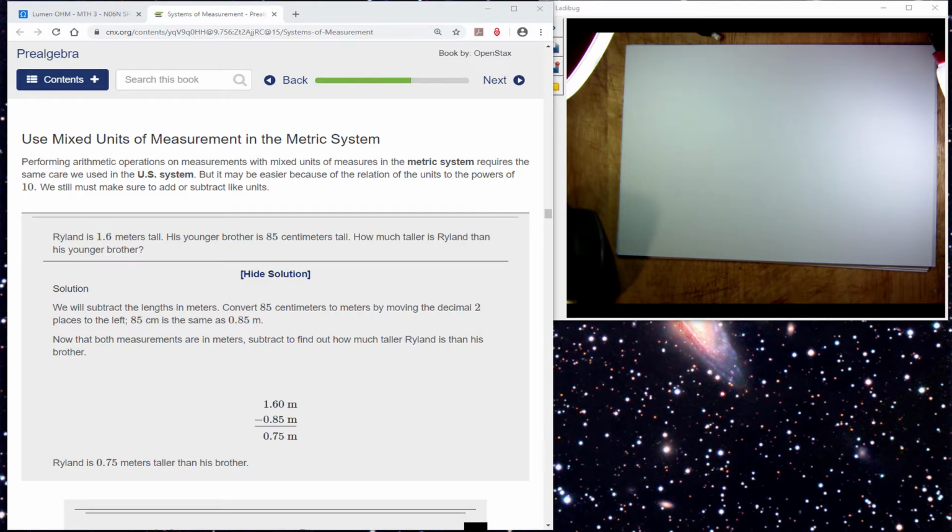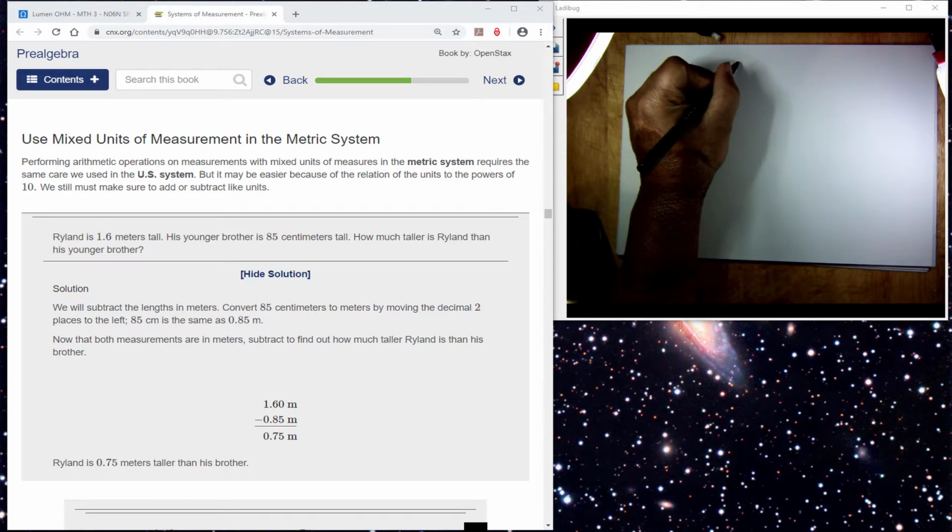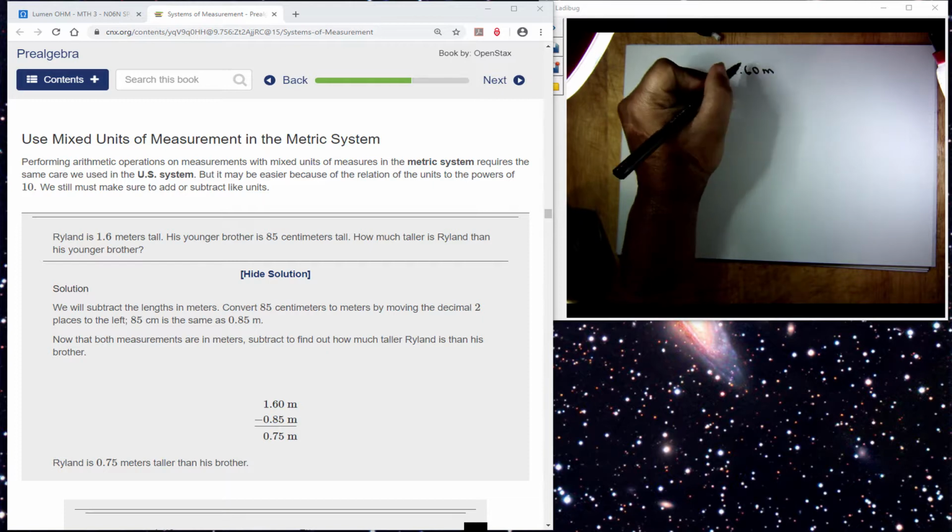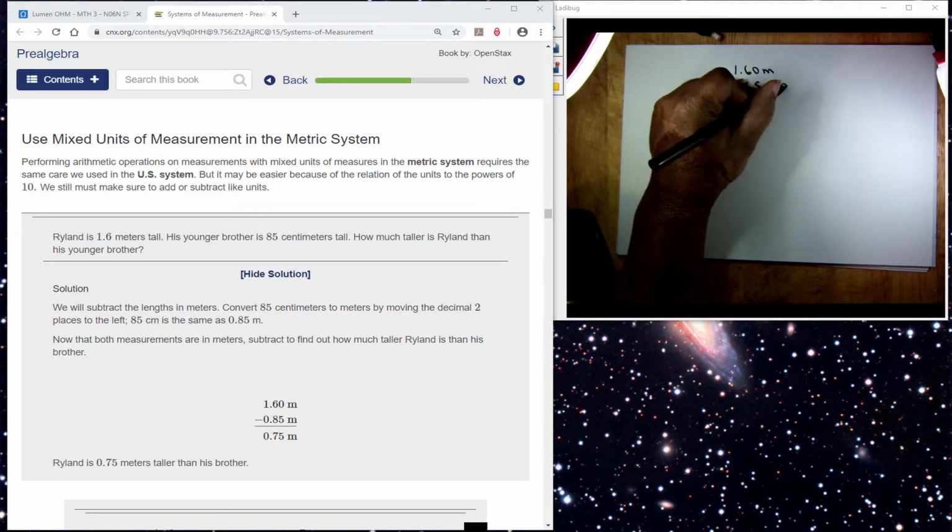In this first one, Ryland is 1.6 meters tall. His younger brother is 85 centimeters tall. How much taller is Ryland than his younger brother? They're asking for a difference between the two. So difference implies subtraction. So we'll have 1.6 meters minus 85 centimeters. So we have to convert.